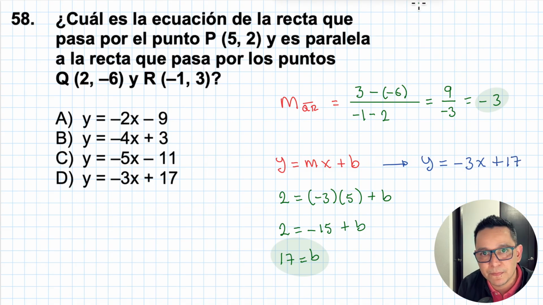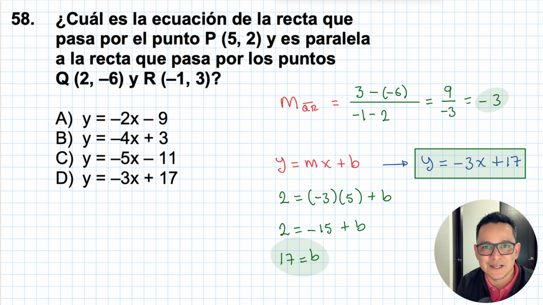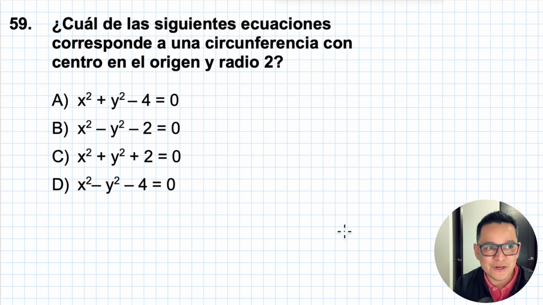We've finished the equation of the line that passes through the given point and is parallel to the line that passes through those 2 points. It's this one I have here. That is, y equals minus 3x plus 17. Tell me it's there. Yes, here it is. Look, y equals minus 3x plus 17. So we box in option D. Done. We're finished. Let's move on to exercise 59.